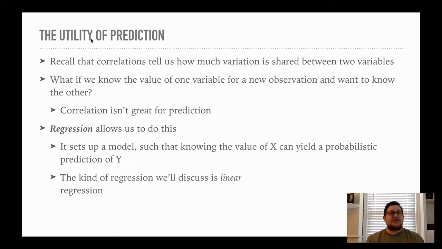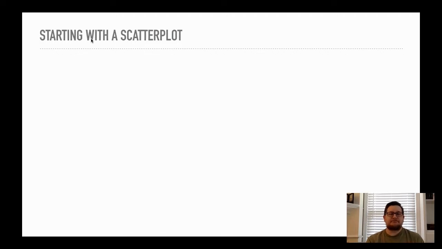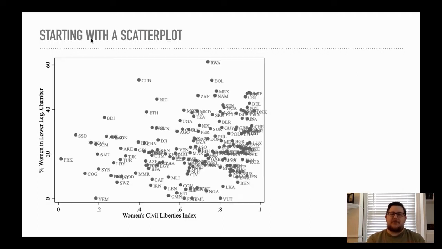So that's the kind of regression we're going to deal with, linear regression. There are nonlinear regression forms that we'll talk about as a closing of all this discussion of regression. Now, starting with a scatter plot.